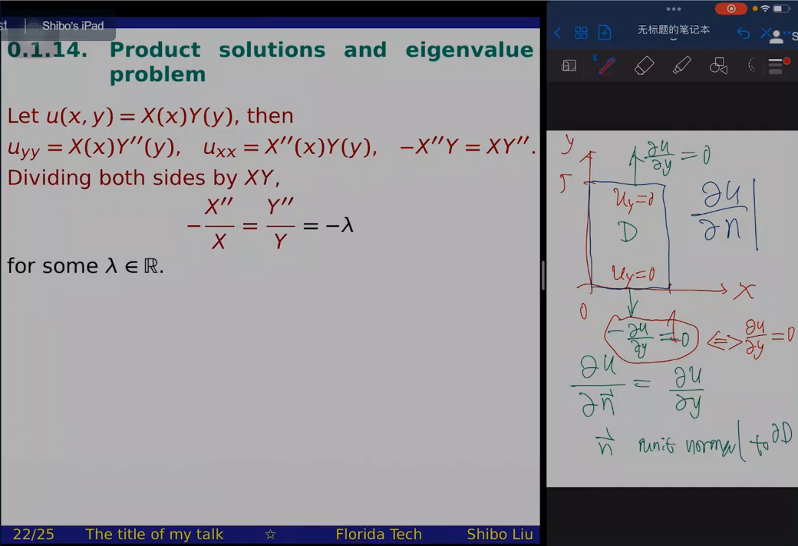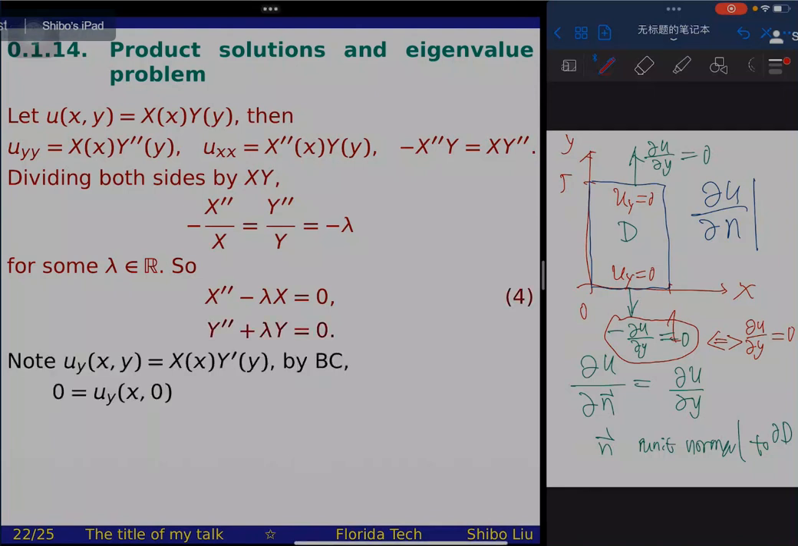Now from this, we see that X satisfies this ODE: X double prime minus lambda X is 0. And Y satisfies this ODE. Now applying the boundary condition. Because we are imposing the boundary condition on the derivative of u with respect to y, we need to compute u_y.